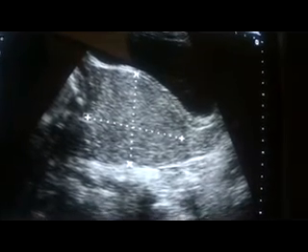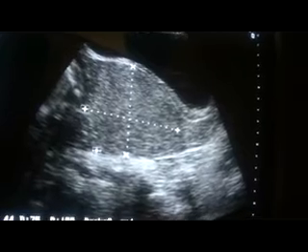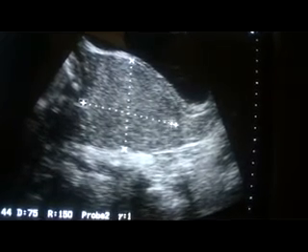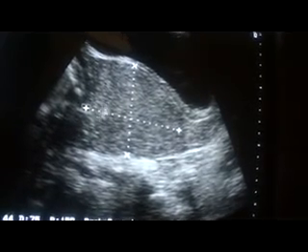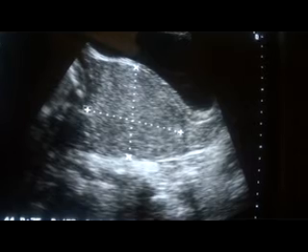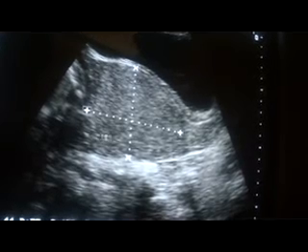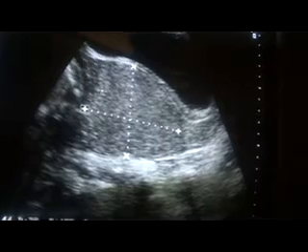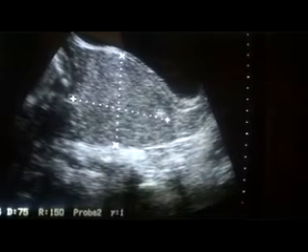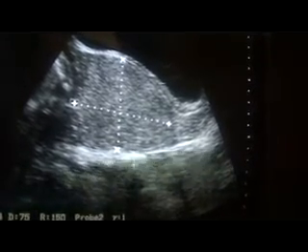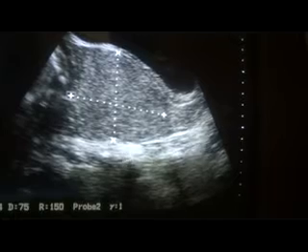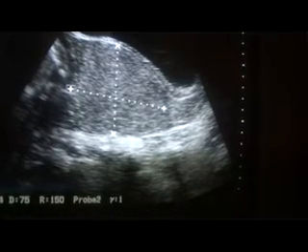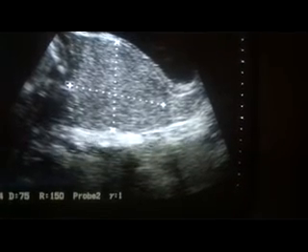Now in transverse section, this area is showing the same pattern. This is the transverse section, and this is the cervix in transverse section.